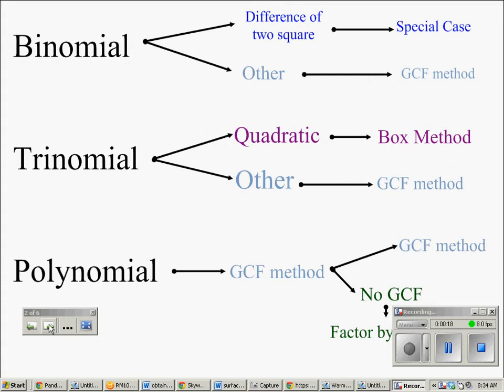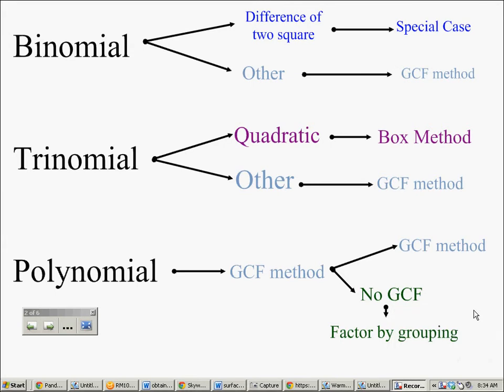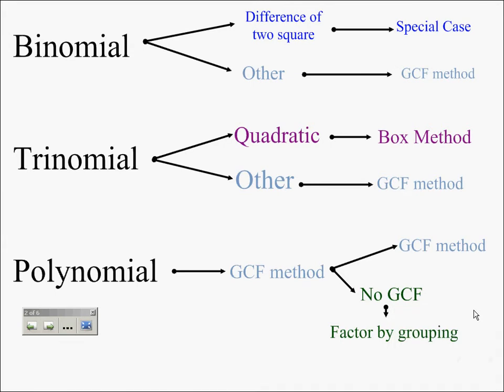The important part in choosing a method is deciding what do I have in front of me and what can I use to factor it. So you want to decide what kind of polynomial you have. Do you have a binomial, trinomial, or a polynomial? And from that, break off, knowing what do I have and what can I use.